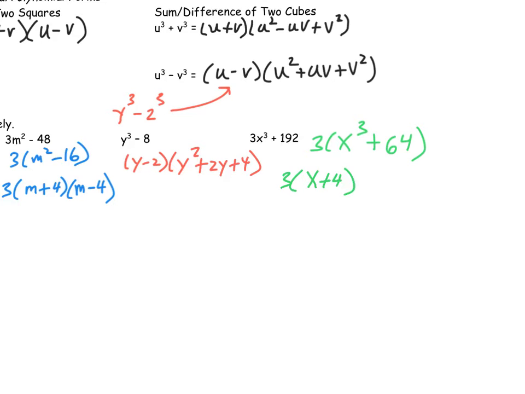And one other thing right here that maybe you couldn't quite see yet. To see the sum of 2 cubes, 64 is 4 to the third power. So for the value of v as I'm substituting, v is 4. That's where I'm getting that number.